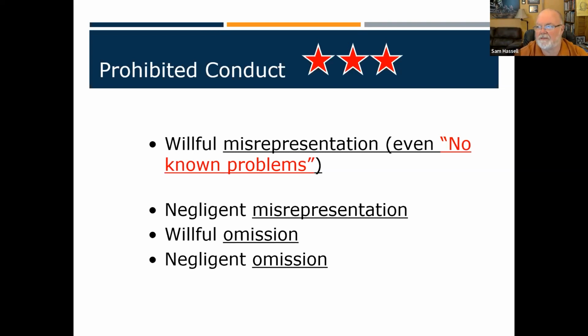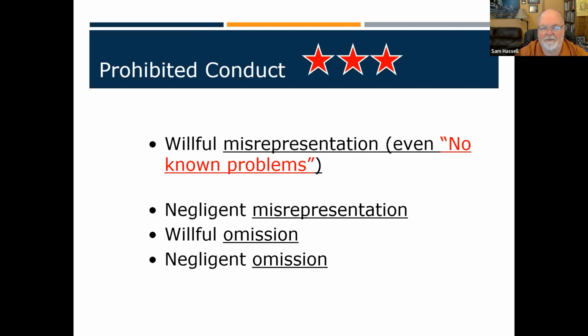Those are things you must do. These are things you are not to do. All right. And there are 4 keys here: willful misrepresentation, negligent misrepresentation, willful omission, and negligent omission.